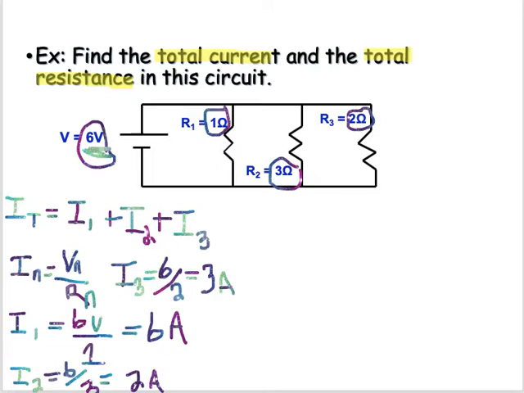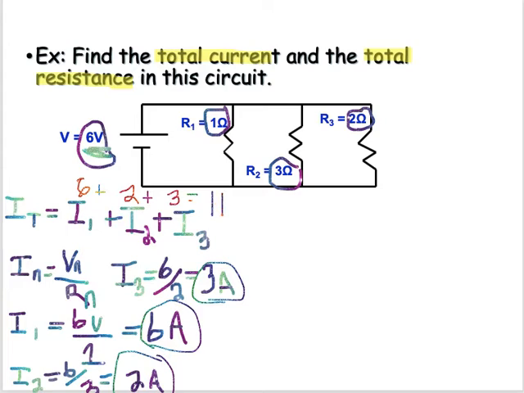All right, so now I have 2 plus 6 plus 3, right? So this was 6 plus 2 plus 3. So that's 6 plus 5. And your total current is going to be 11 amperes. Ooh. All right, so a little bit of work to find your total current there.